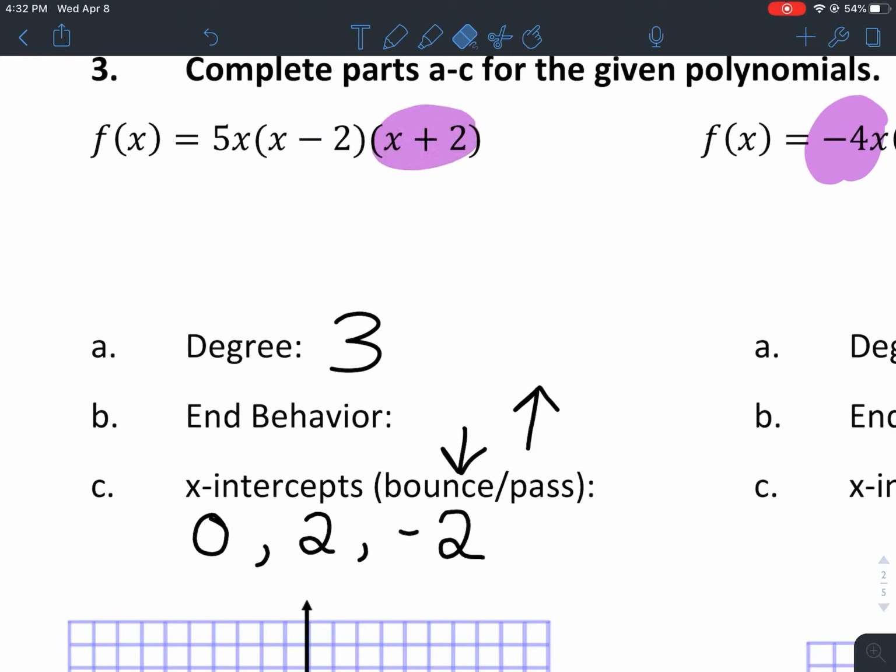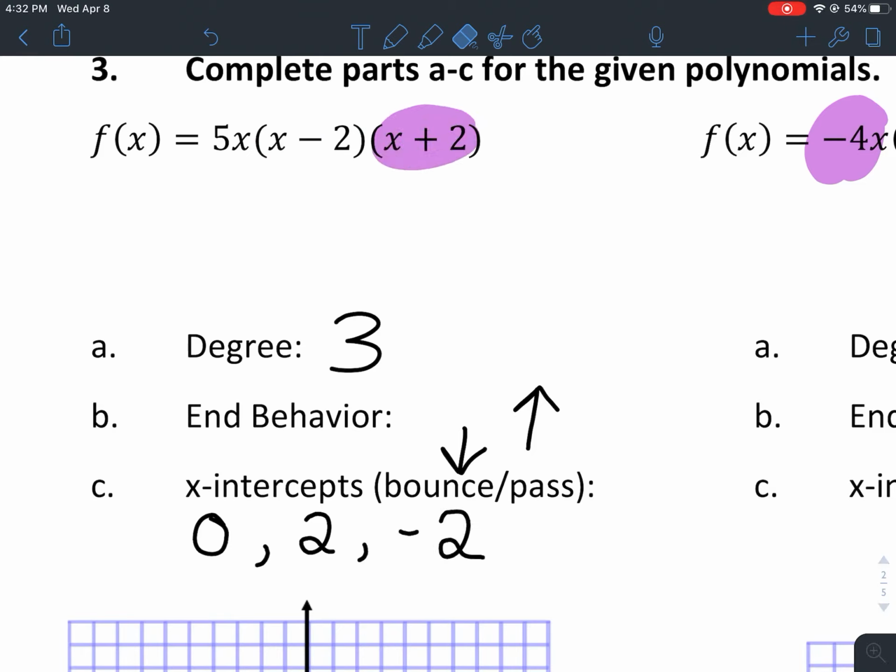And again, this is just a sketch. It's not perfect. You would need to use the calculator or Desmos to determine how high and how low the graph is actually going. Okay, so now when I go through each of these points, I notice they're each passes. So I'm just going to pass directly through, and then my graph's going to look something like that.